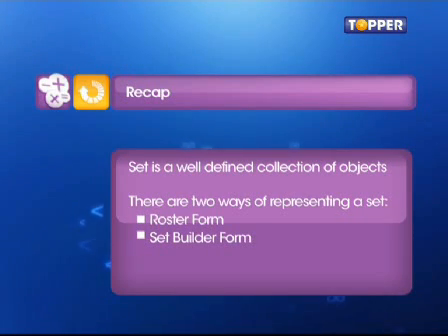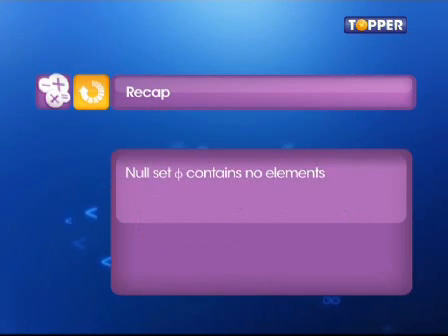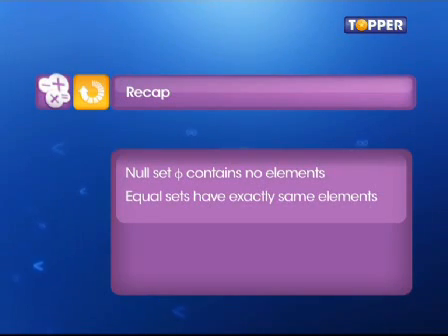The roster form lists out all the elements of a set. The set builder form, on the other hand, gives the general characterization of the elements of the set by specifying a property. Sets with finite elements are finite sets. The rest of them are infinite. A null set is a set which contains no elements. Equal sets have identical elements in them.